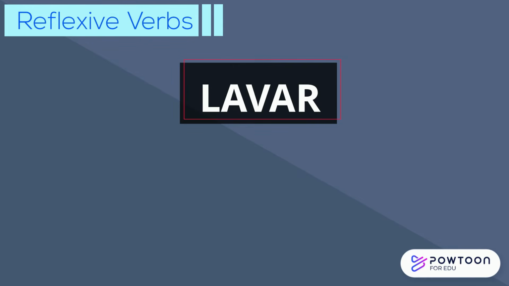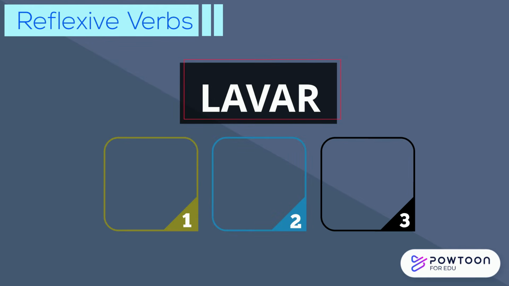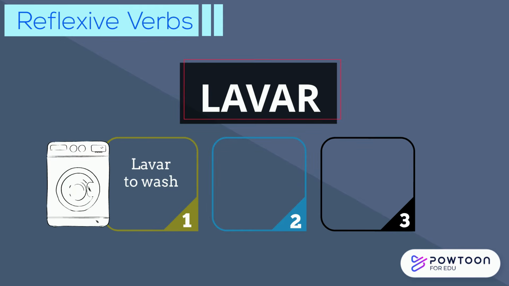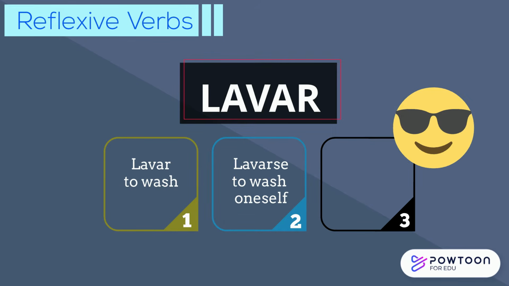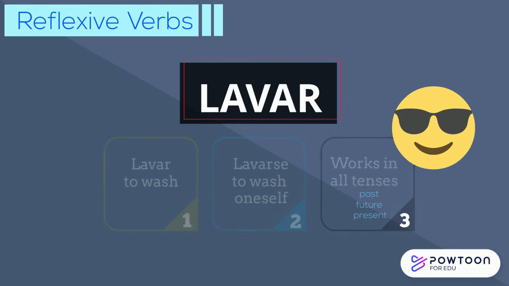Let's use lavar to show you what I mean. The verb lavar means to wash, but if we use the word lavarse, that's a reflexive verb that means to wash oneself. Fun fact, reflexive verbs work in all the verb tenses, past, future, present, but we are going to be working with them in the present tense.